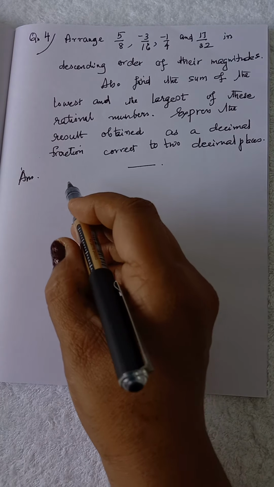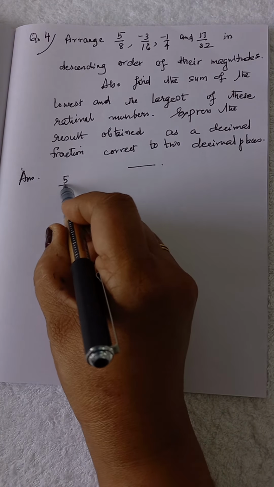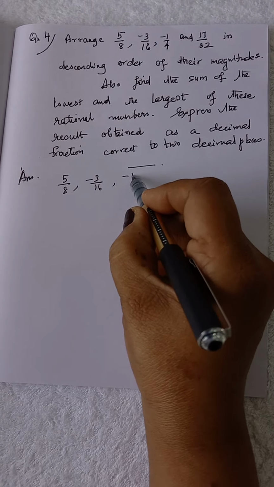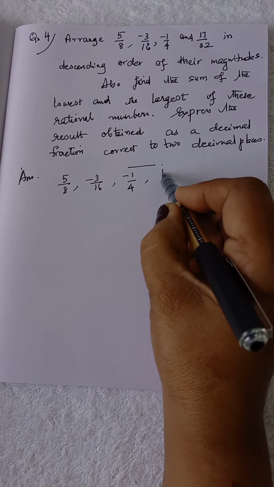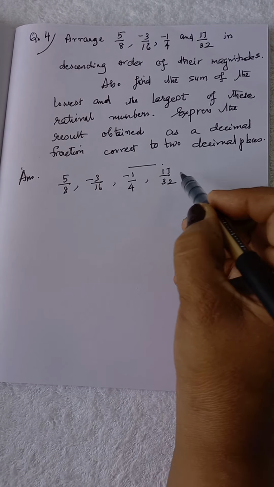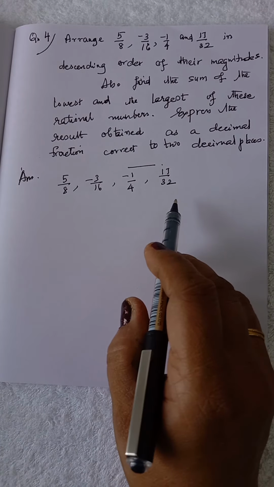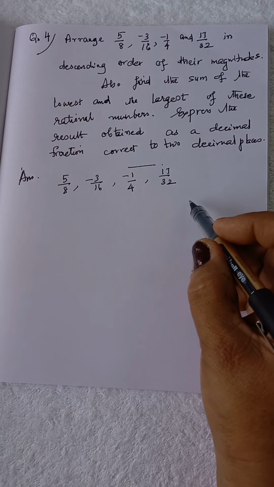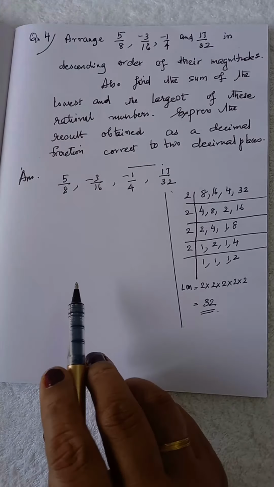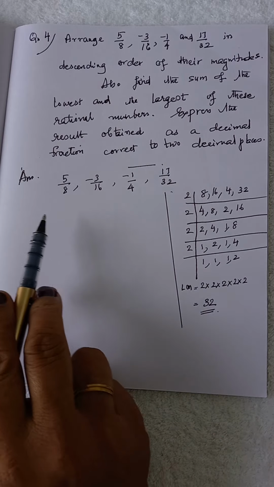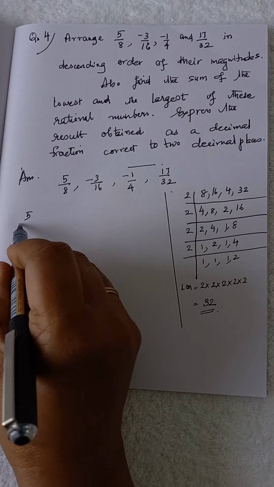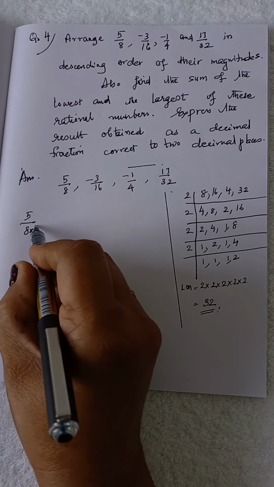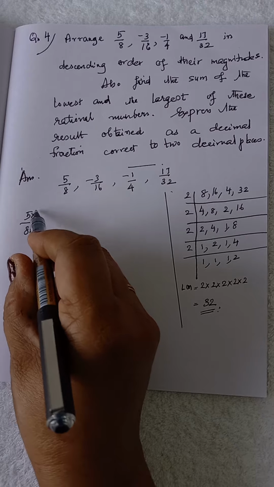So we have to write the rational numbers at first. 5 by 8, minus 3 by 16, minus 1 by 4 and 17 by 32. Here the denominators are different, so we can't arrange directly. We have to find out the LCM of the denominators. So here the LCM is 32. Now we can write this 5 by 8. Here we have to make this as 32, multiply denominator with a 4, numerator also with 4.